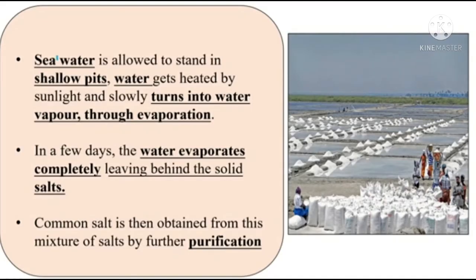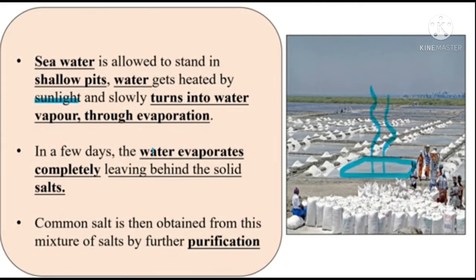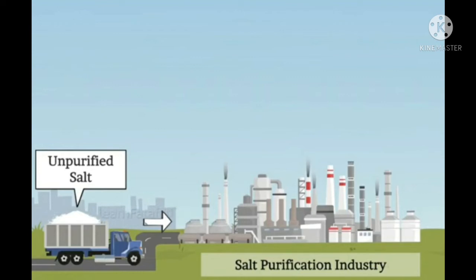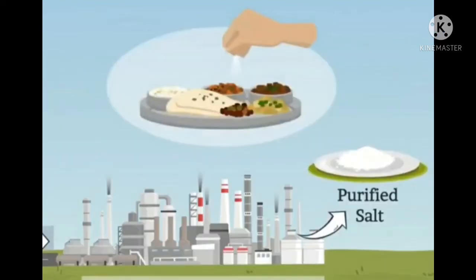To get salt, seawater is collected in shallow pits near the sea, as you can see in the picture here. The water in the shallow pits gets converted into vapor through the process of evaporation. When the water evaporates completely, it leaves behind solid salt. This is known as common salt. This salt is not pure. It is collected and sent for purification in the industry, and that is how we get salt on a plate after purification.